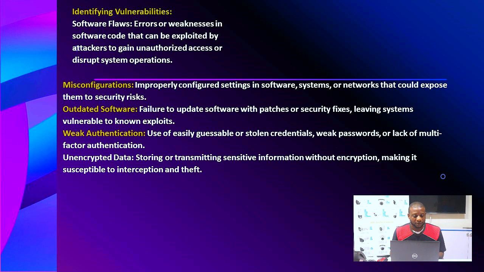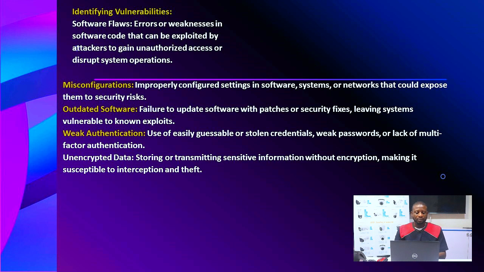Now, how can we identify vulnerabilities? The first thing is software flaws. Errors or weaknesses in software code can be exploited by attackers to gain unauthorized access or disrupt system operation. So we should be sensitive of software flaws, and we should always update the patches of our software. If there is any new patch in the software we are using, we should update it, because most of those new updates help in fixing some bugs.